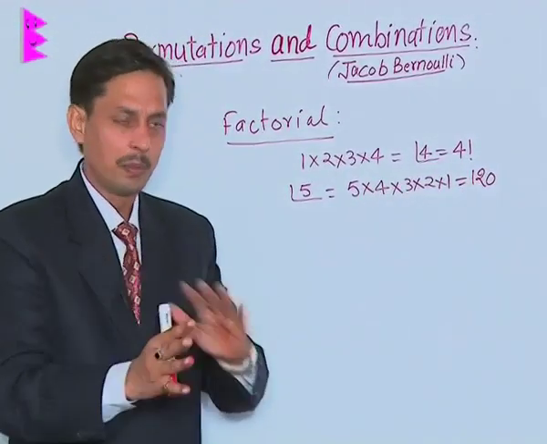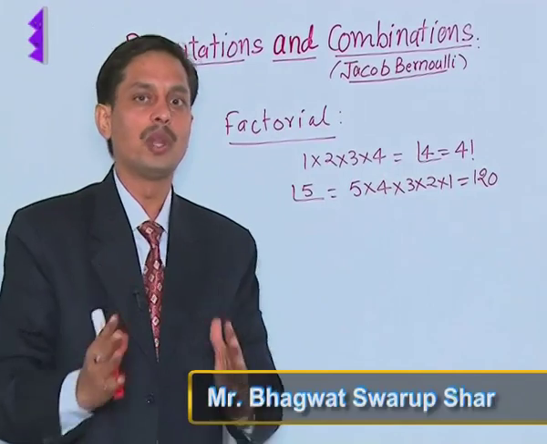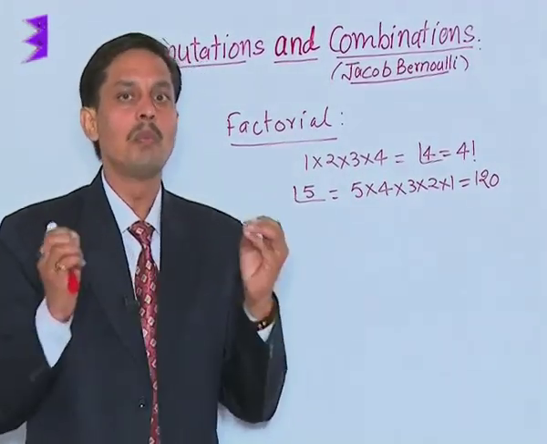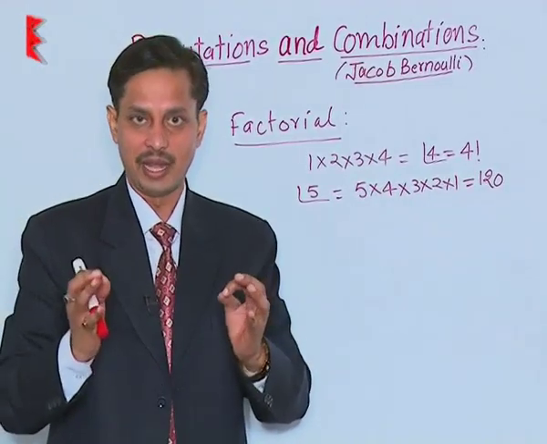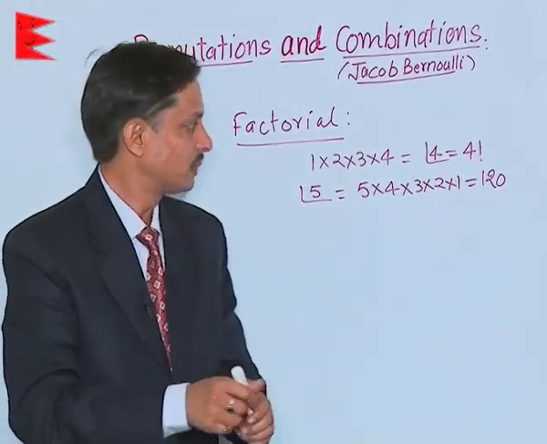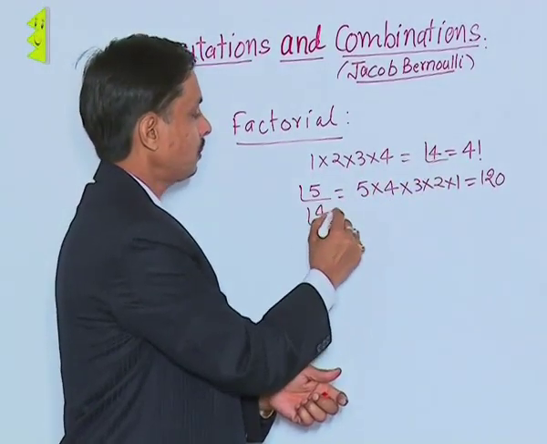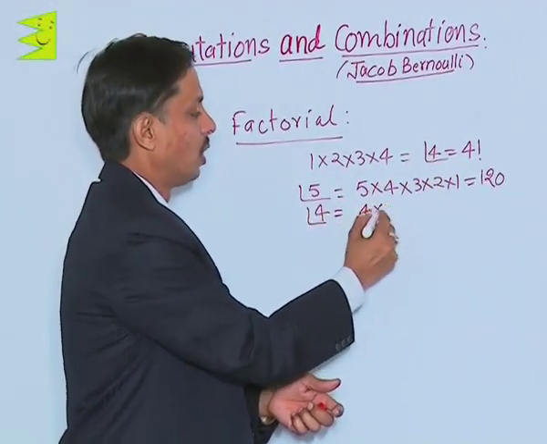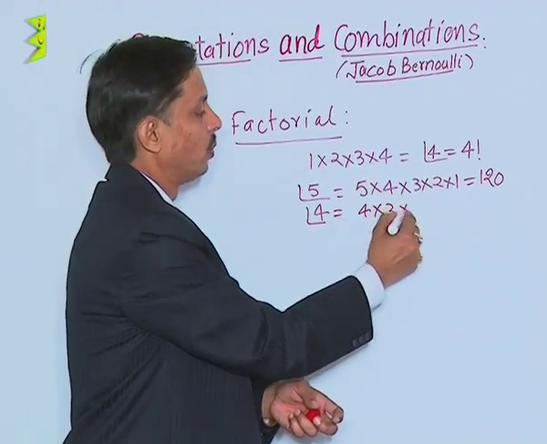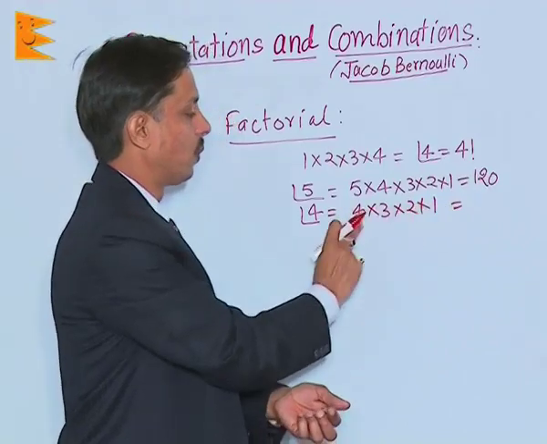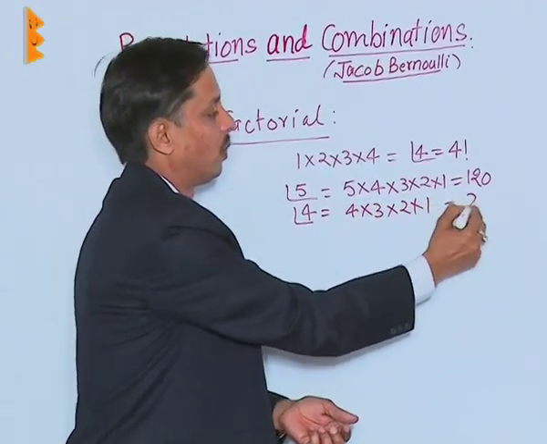It's very simple: whatever factorial is written, we just need to multiply the first n consecutive natural numbers. You can understand the answer of factorial 4. The answer of factorial 4 is 4 into 3 into 2 into 1. So 4 into 3 is 12, into 2 is 24.